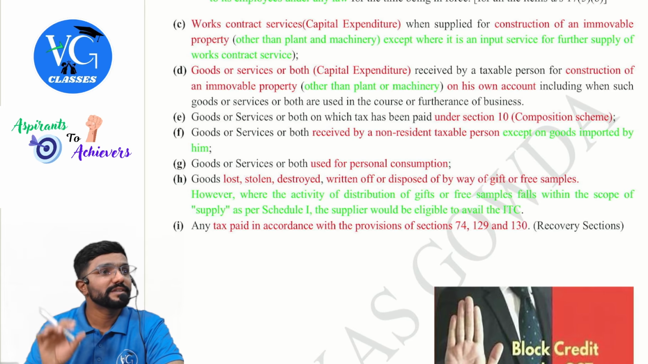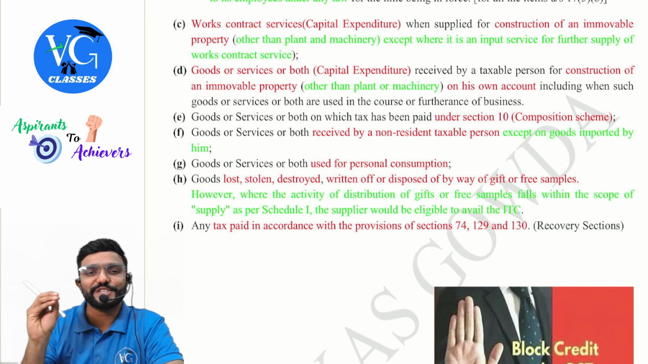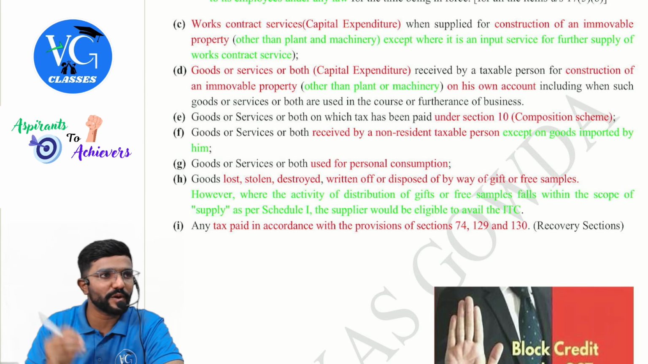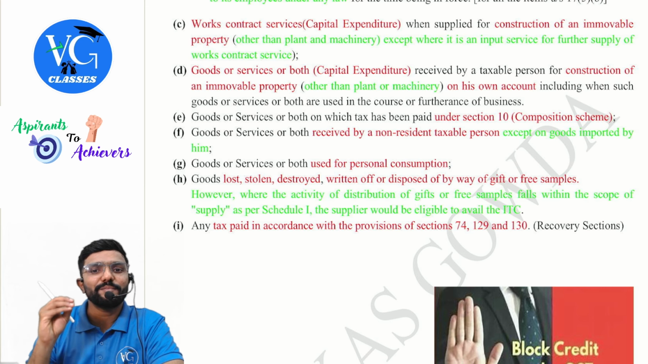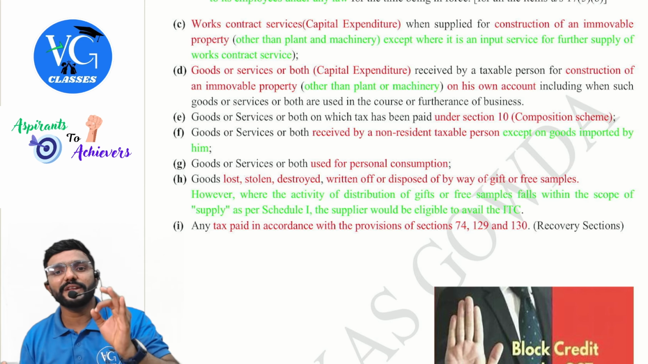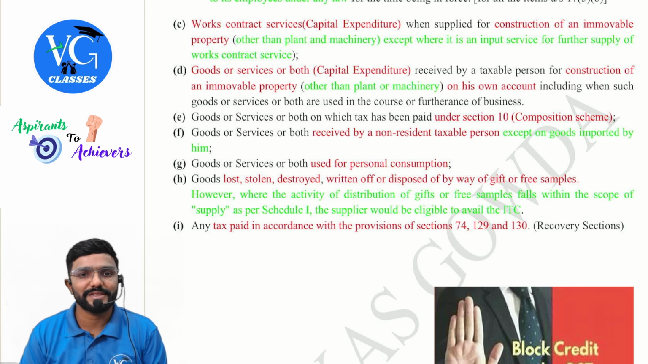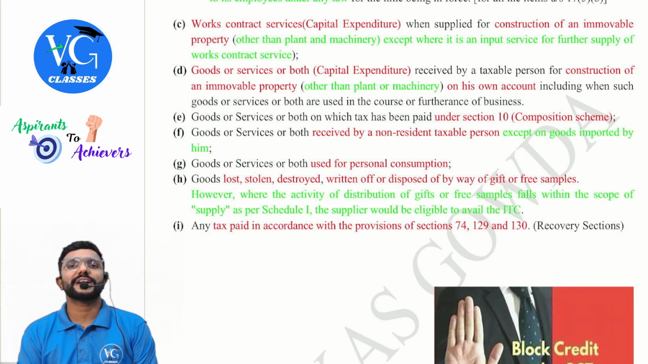Coming to C. Works contract services, capital expenditure when supplied for construction of any immovable property other than plant and machinery. For plant and machinery, credit is allowed? Yes. Except when it is an input service for further supply of works contract services. Guys, listen here. Works contract services.